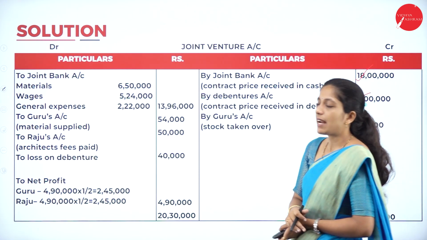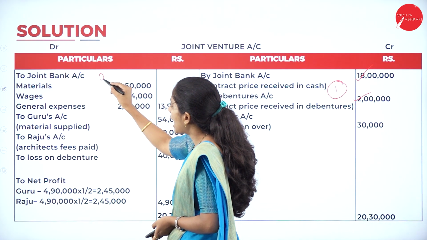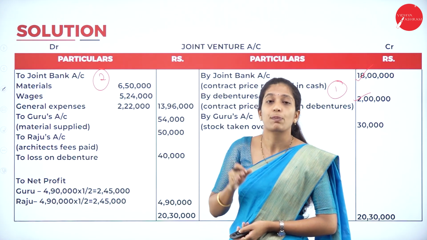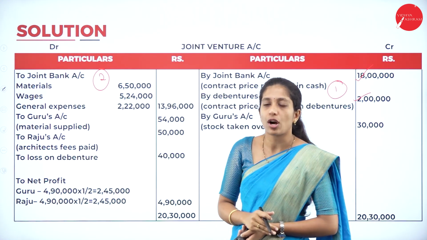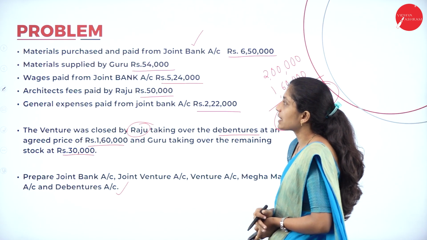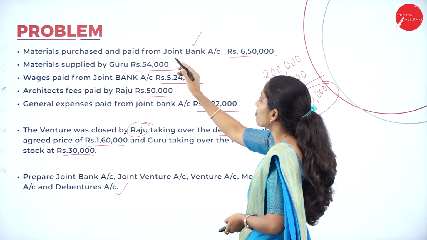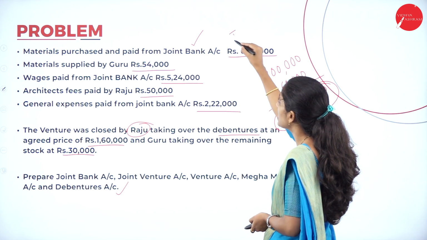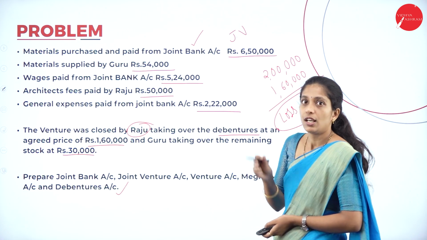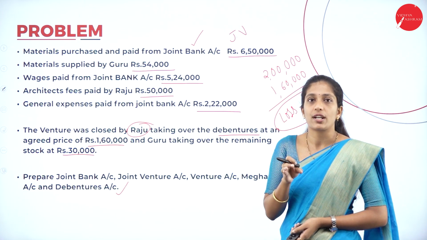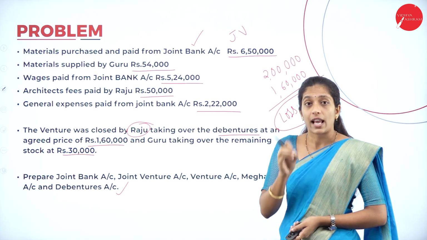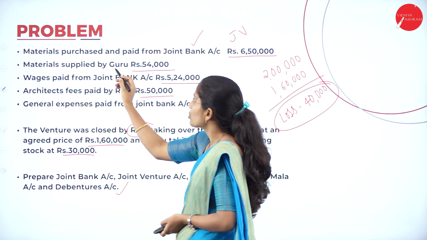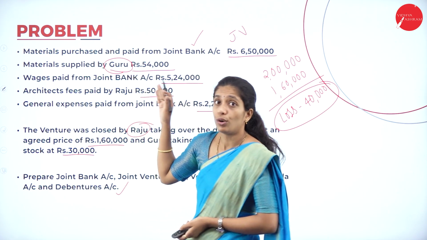Next, your second entry is for what? Recording the expenses, the expenses which have been incurred in the joint venture. Now, go through the expenses here. Material purchased and paid from joint bank account. So it is an expense which is incurred by the joint venture. So you don't take the parties of the joint venture, you take the expenses of the joint venture only. Next, material supplied by Guru. So whether we have to take it here? No. Why?